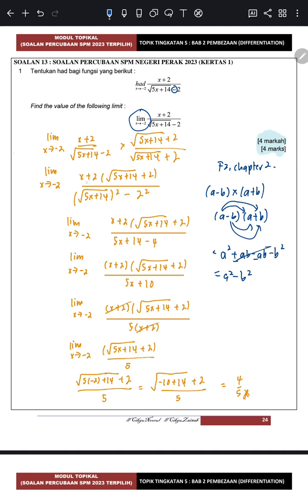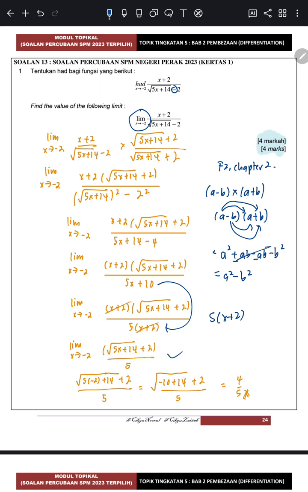So this one, when you power something with a square root, when the power is 2 and that is a square root, the square root will be out of the game. So in the next step, the square root is simply removed. So 5x plus 14 minus 4, and then it's 5x plus 10. Then you can factorize this one to 5 times x plus 2. Then you see you got x plus 2, you also got x plus 2. So you can simply cut off the x plus 2, then the remaining is this one.